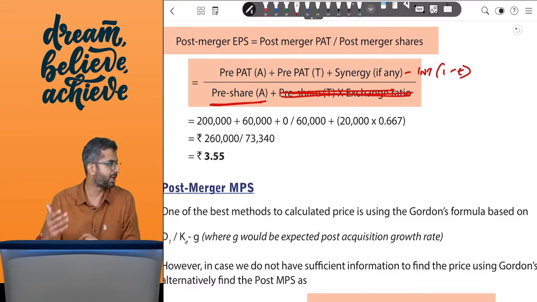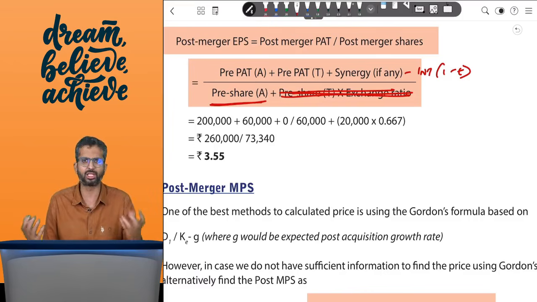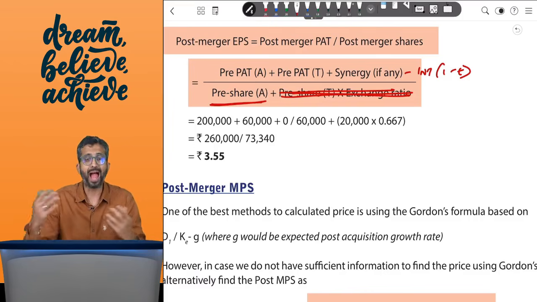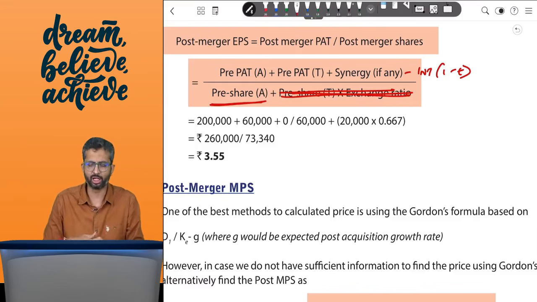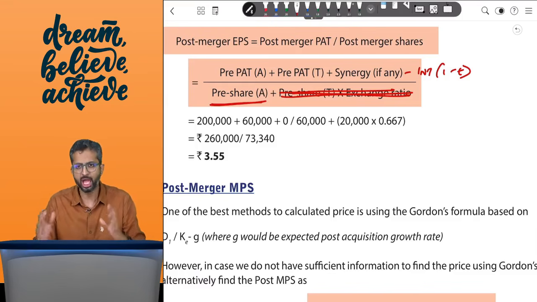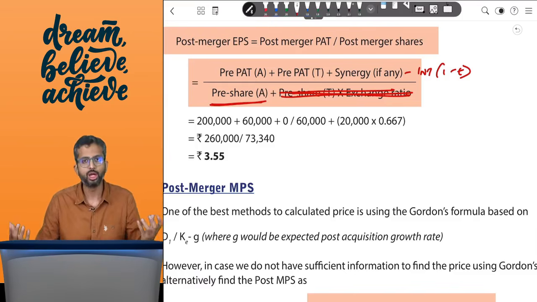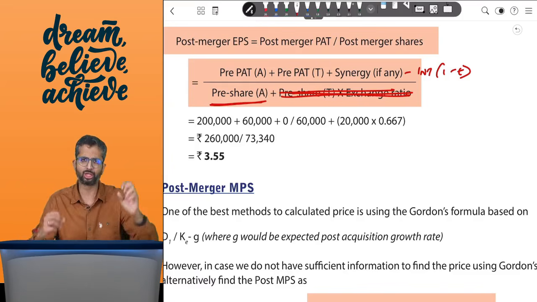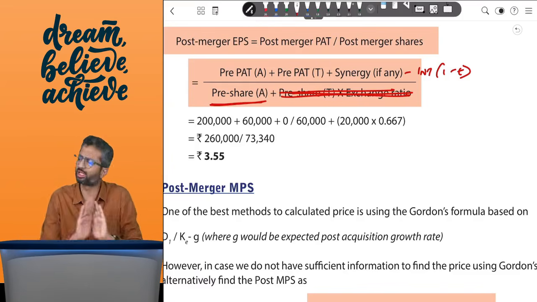In case such data is not given, then you look for other pieces of information. Like we will say that the post-merger PAT is nothing but the total of pre-merger PAT. If you have been given data like Day Limited acquires Night Limited and Night Limited's current market value reflects its true value, in which case you will say that post merger your value will be the pre-merger market cap of Day plus the pre-merger market cap of Night.